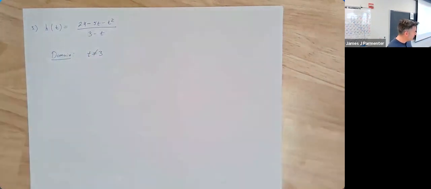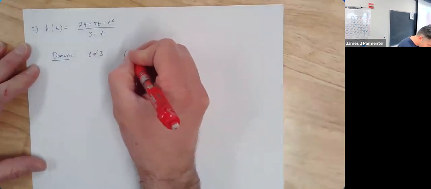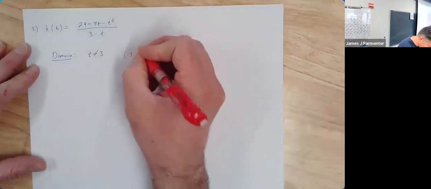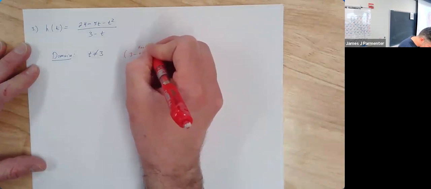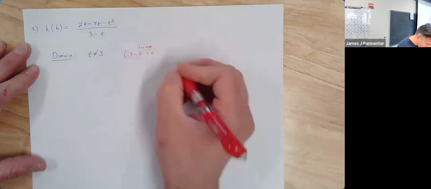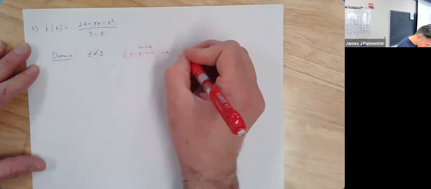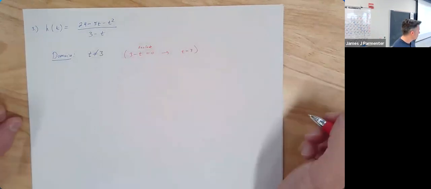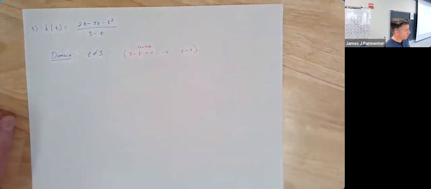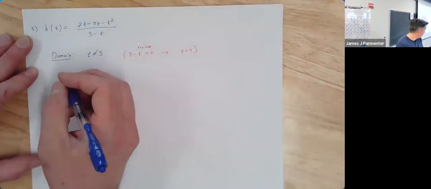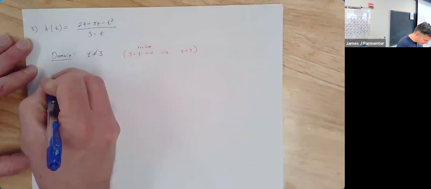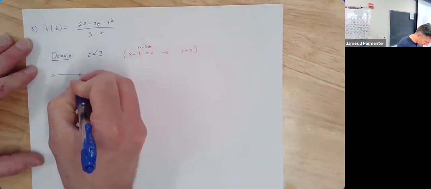Now, if I was being a little more explicit, I would have said, okay, domain, the denominator can't equal 0, or I like to exclude where the denominator is equal to 0, which would have led me to excluding t equal to 3. So we're getting t not equal to 3. And then if we're going to write it in interval notation, it's everything but 3. So I like to write the number line.